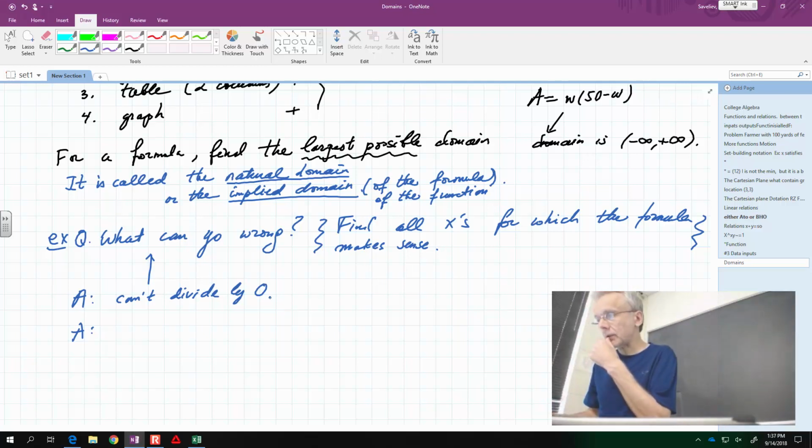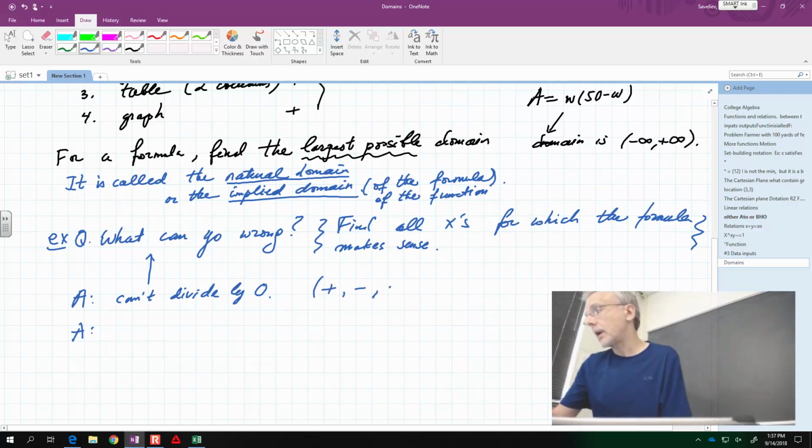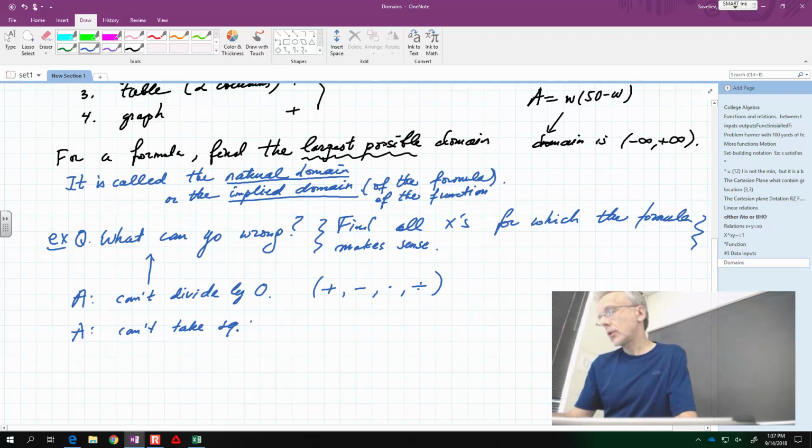The second one is that some negative numbers don't apply, and that is where we go beyond the 4 operations of algebra and proceed, from elementary school to maybe high school, to the square root, for example. I can't take the square root of a negative number.